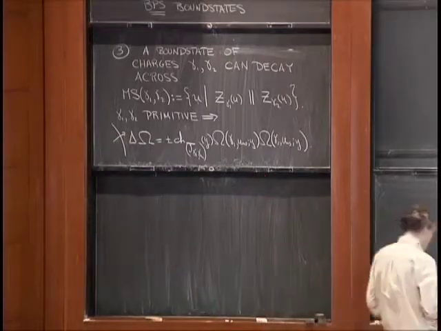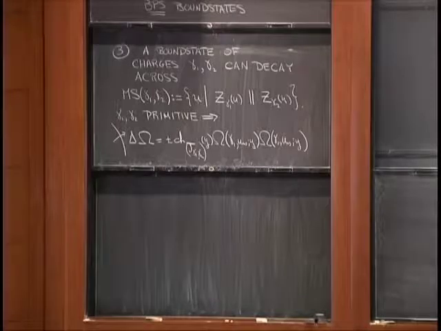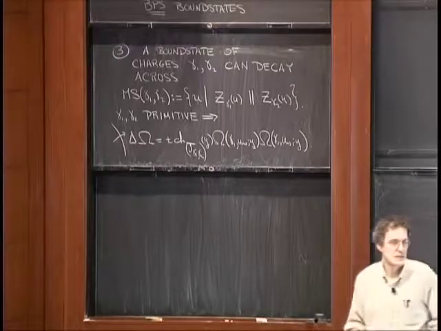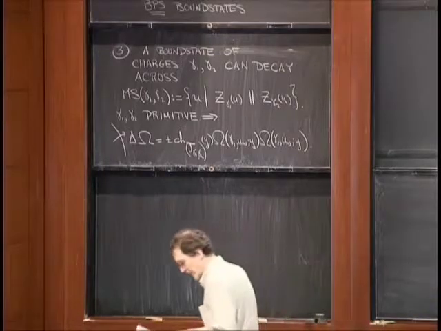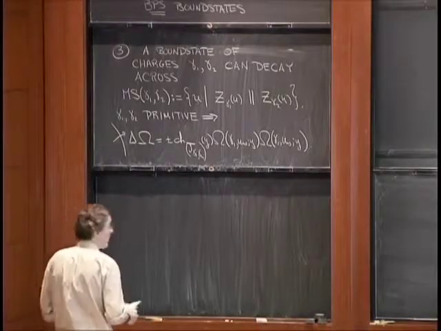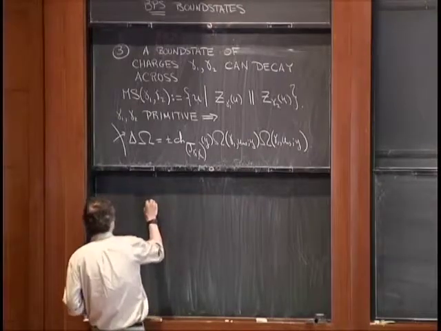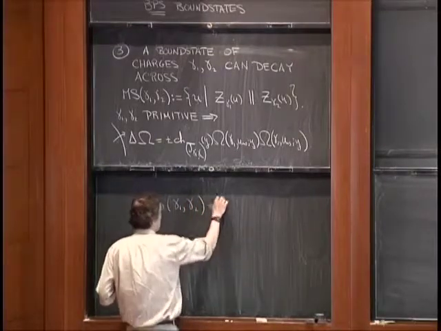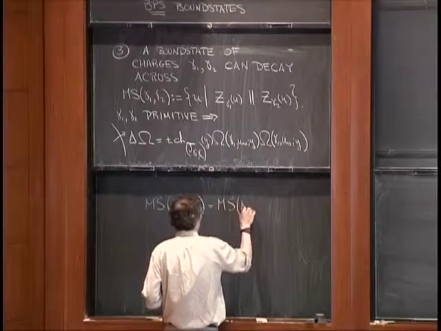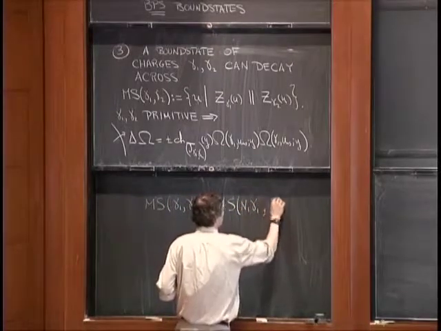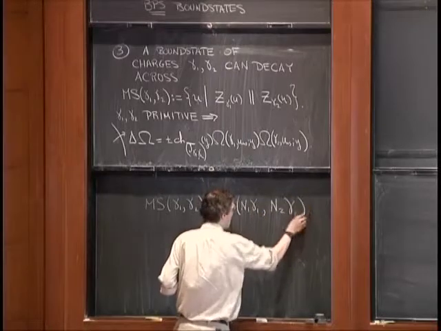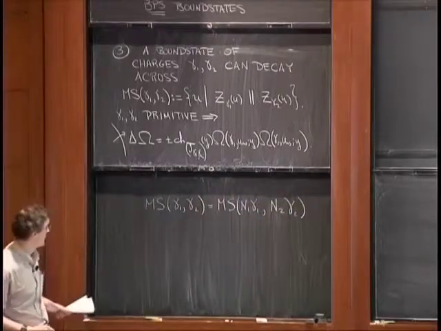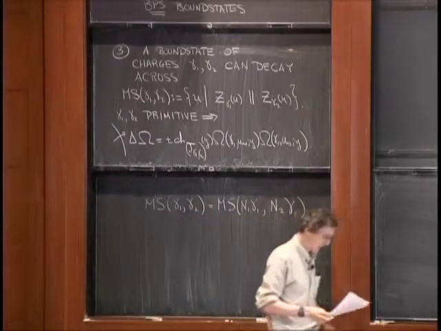Now, as I was saying in answer to various questions, that's clearly not the end of the story, because we can have more complicated bound states than just two primitive charges gamma 1 and gamma 2. And that's what we're going to address today. When we cross a marginal stability wall for gamma 1 and gamma 2, that can also be the marginal stability wall for n1 gamma 1 and n2 gamma 2, where n1 and n2 are integers of the same sign.